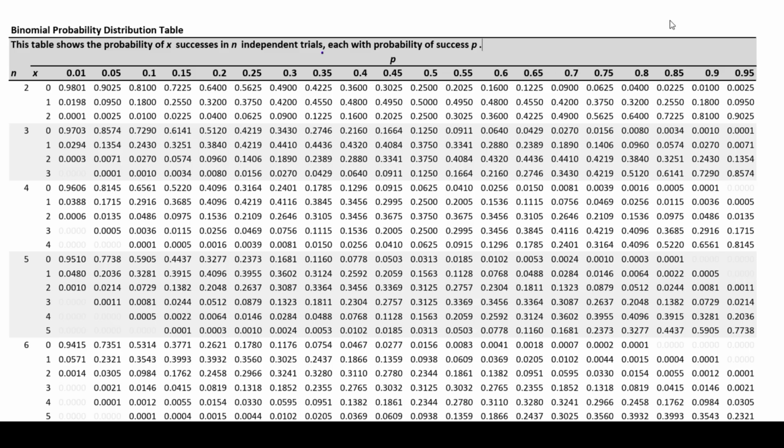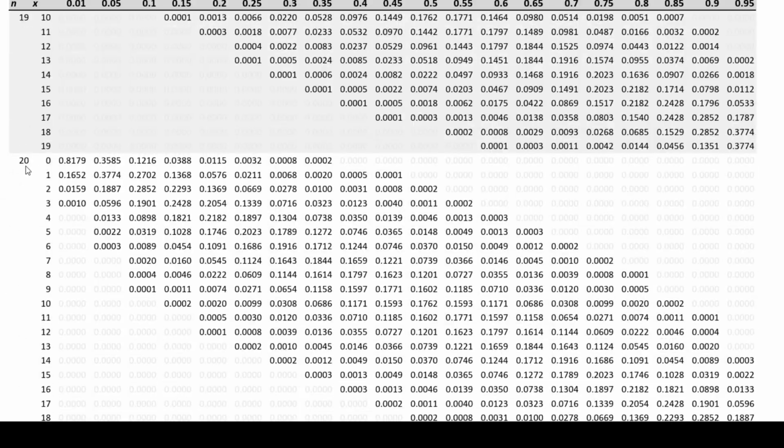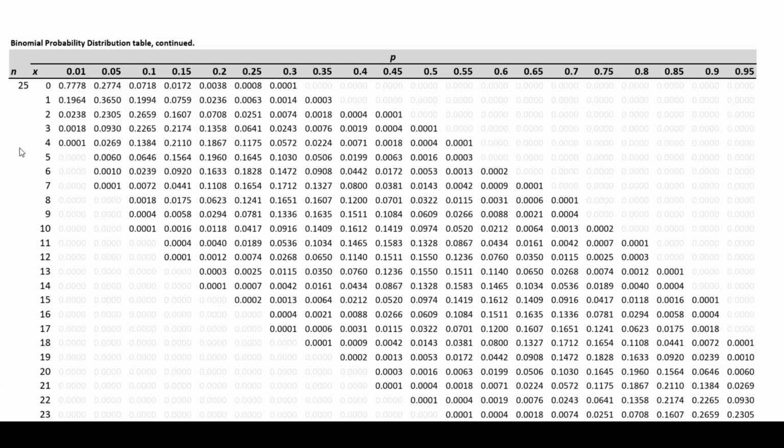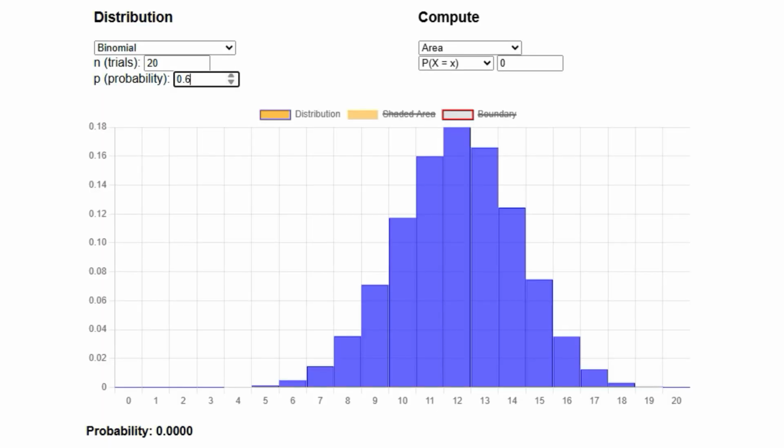Now, it doesn't take much imagination to get to a point where this table is limited as to what it can provide. If I wanted a success probability of 0.63 or 0.27, I'm not going to find that in this table. In fact, even for the number of trials, this takes me up to 20, and then it jumps to 25, and then it stops. So that's where this binomial distribution calculator will be really handy.